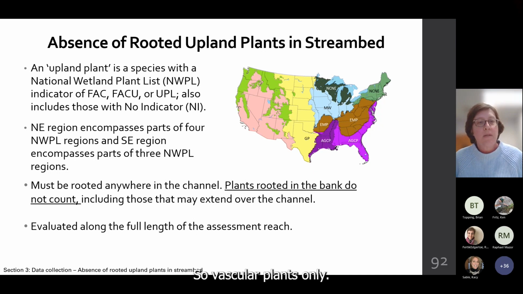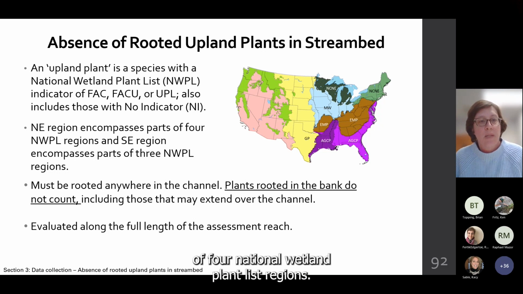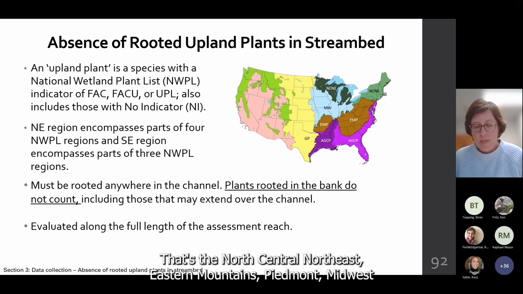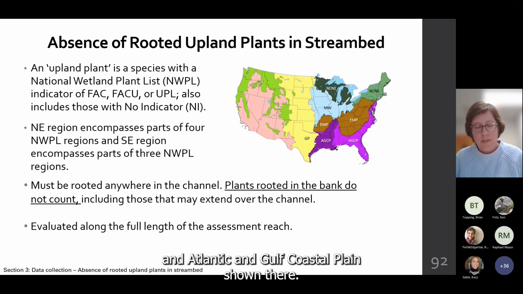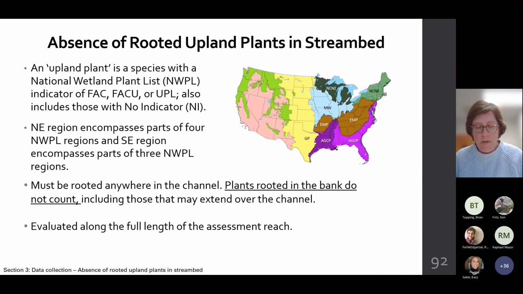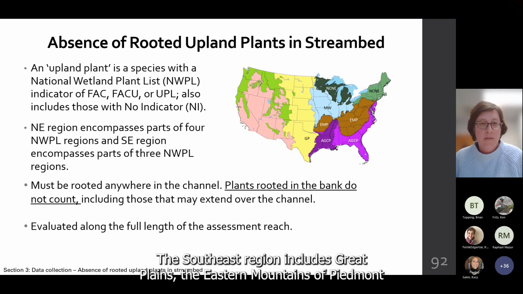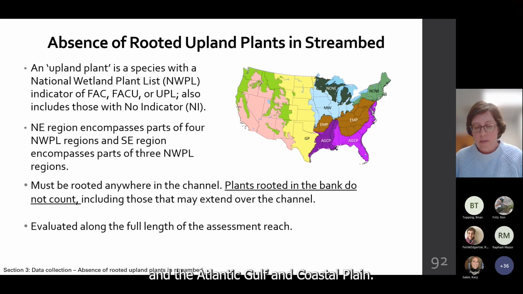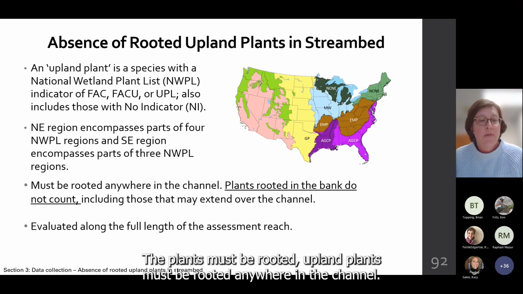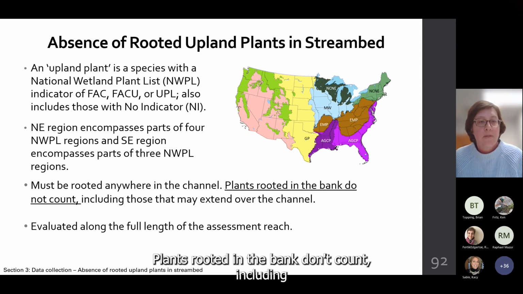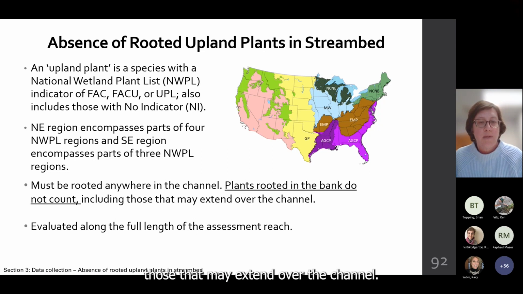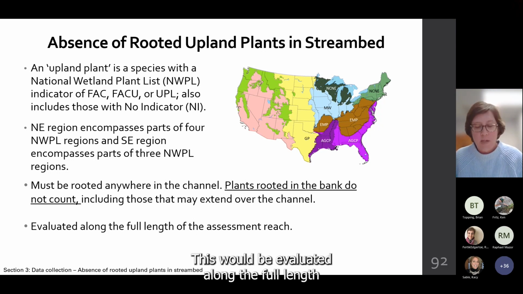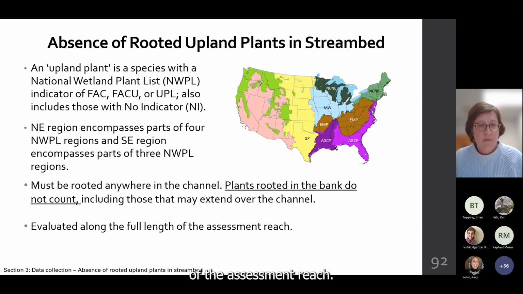So vascular plants only. The Northeast region encompasses parts of 4 National Wetland Plant List regions. That's the North Central Northeast, Eastern Mountains and Piedmont, Midwest, and Atlantic and Gulf Coastal Plain, as shown there. The Southeast region includes Great Plains, the Eastern Mountains and Piedmont, and the Atlantic and Gulf Coastal Plain. The upland plants must be rooted anywhere in the channel. Plants rooted in the bank don't count, including those that may extend over the channel. This would be evaluated along the full length of the assessment reach.